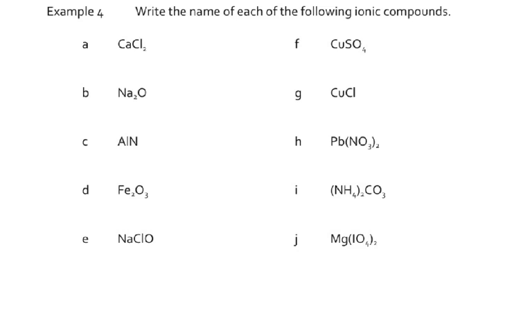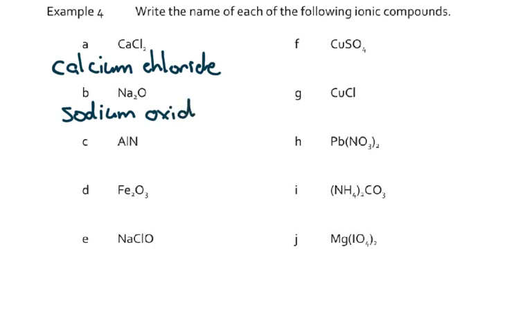CaCl2 is made up of calcium and chlorine. Both only have a single charge, so the name, again changing the ending of the last one to IDE, this would be calcium chloride. Na2O, sodium and oxygen, only one charge on each one, so sodium oxide. And again, with ionic compounds, we have no prefixes. We don't need them because everything has a specific charge. We can take care of it that way.